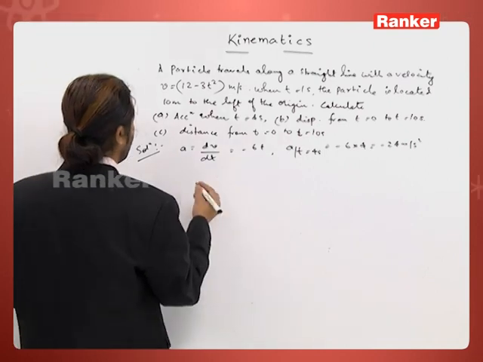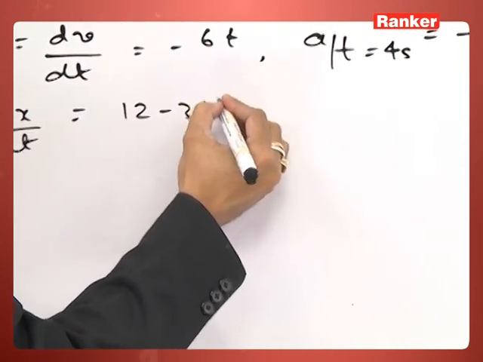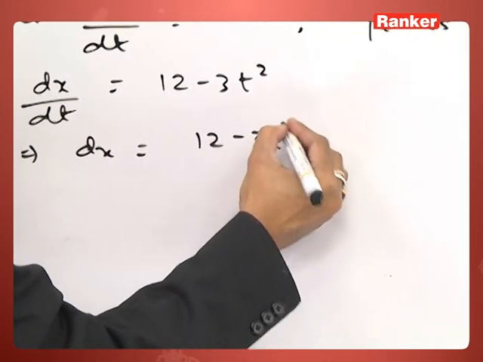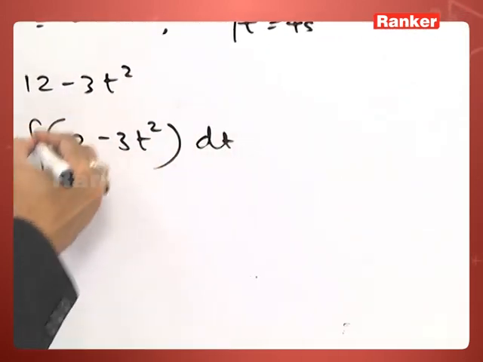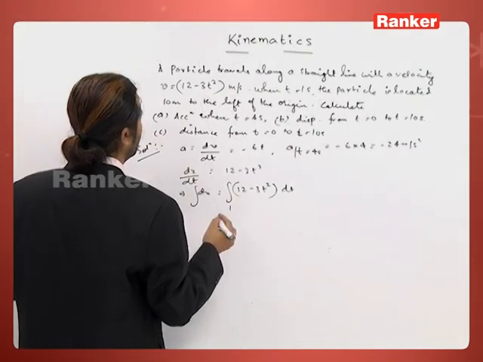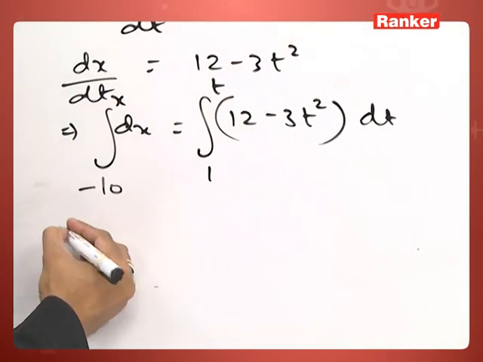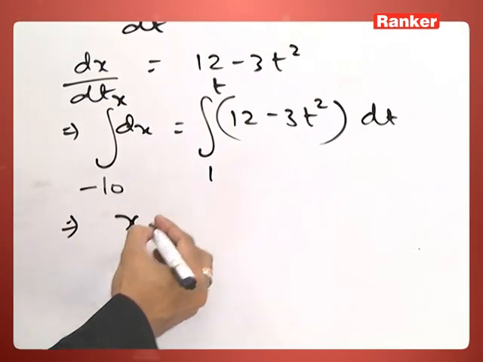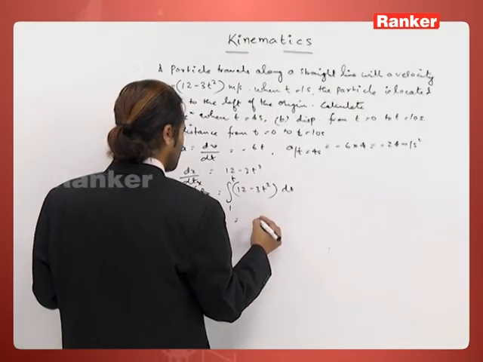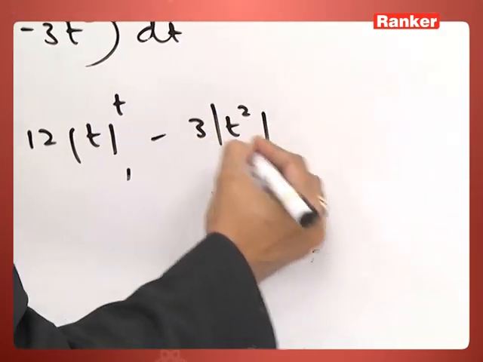Now displacement. To calculate the displacement I'll write dx by dt, which implies dx is equal to v dt. At t equal to 1 second, the particle is located at minus 10 meter, so the integral of dx from minus 10 to x, that is x plus 10, is equal to the integral from 1 to t of 12 minus 3t square.